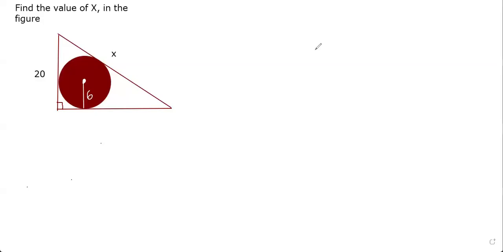Hello guys, in this problem we're given a triangle, and just within the triangle we have a circle with a radius of 6. And if you look closely on the triangle, you will discover that it is a right angle triangle. How did I even know that? Because of the presence of this 90 degrees. So whenever a triangle has 90 degrees, it is a right angle triangle.